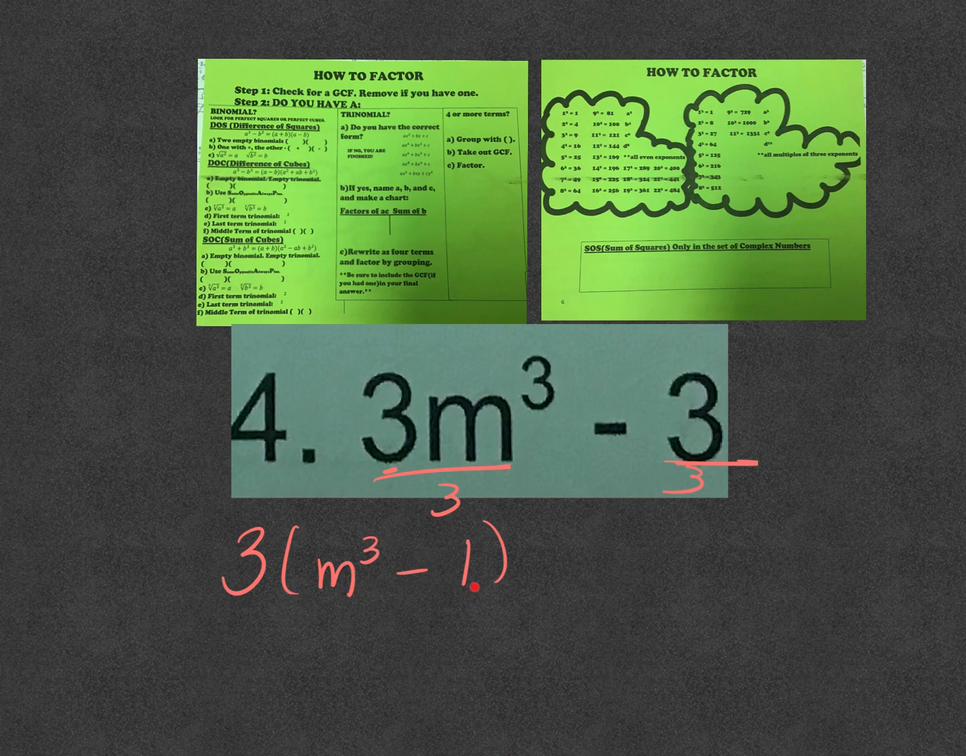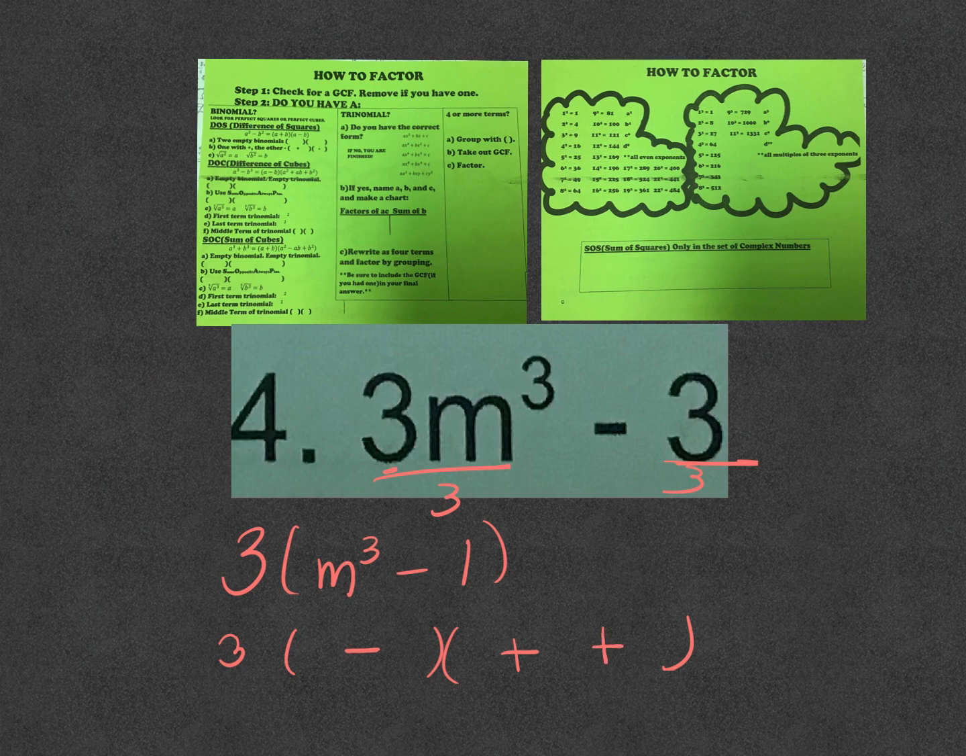Are both of these perfect cubes? M to the third is m cubed, and 1 is a perfect cube. Yes. So I'm going to write down the greatest common factor, put an empty binomial, empty trinomial, and use SOAP. This sign and this sign are the same. This sign and this sign are opposites. Minus, so plus. And then this sign is always a plus.